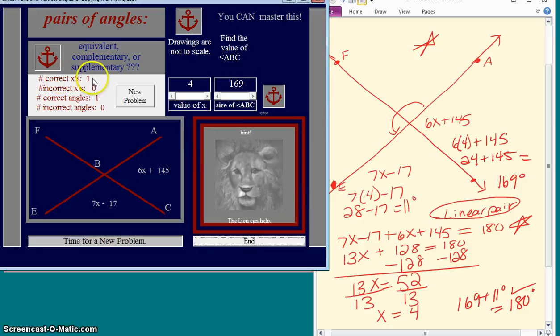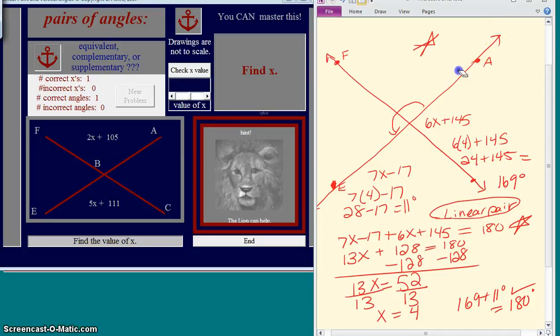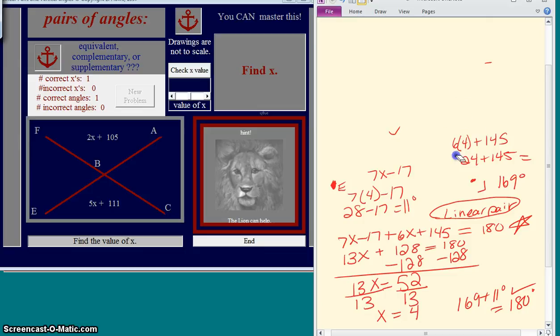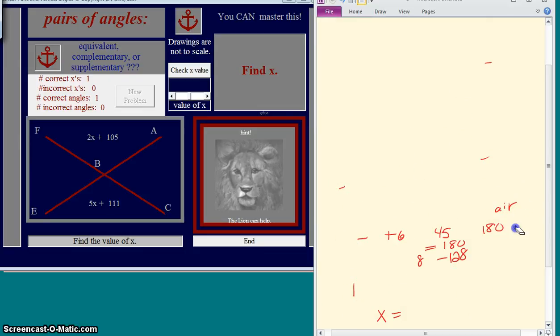So I've got number of correct x's and number of correct angles is 1. I want you to play until you get 10 correct x's and 10 correct angles. Each time you're going to copy the diagram, and please name the pair. So I'm going to redraw a diagram in number 2. I'm going to copy all the labels. And I'm going to name this pair, their relationship is called vertical.